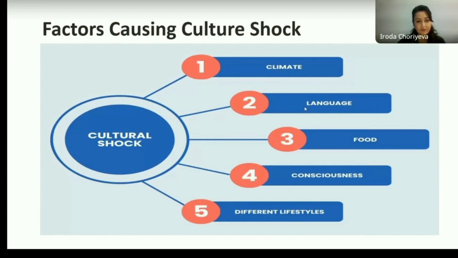And there are types of factors causing culture shock. We can count them turn by turn. First, climate. Next, language. Next one is food. And fourth one is consciousness. And last one is different lifestyles.